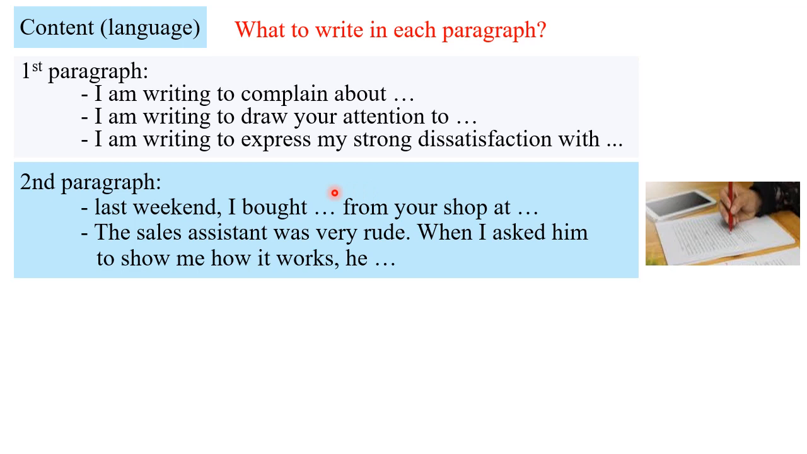In the second paragraph, you're going to write about, as you remember, details of the first complaint. You determine the time, last weekend, for example, I bought, and here you write the item, from your shop at, and you mention the place right here.